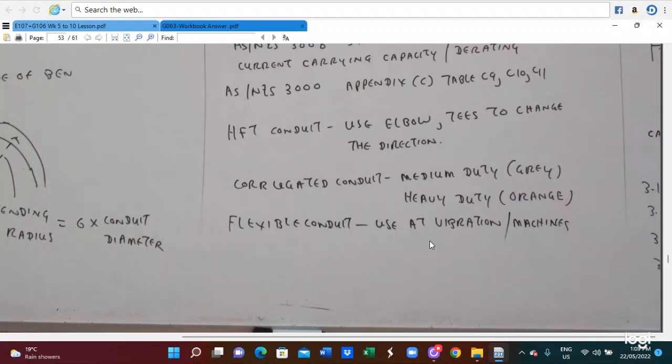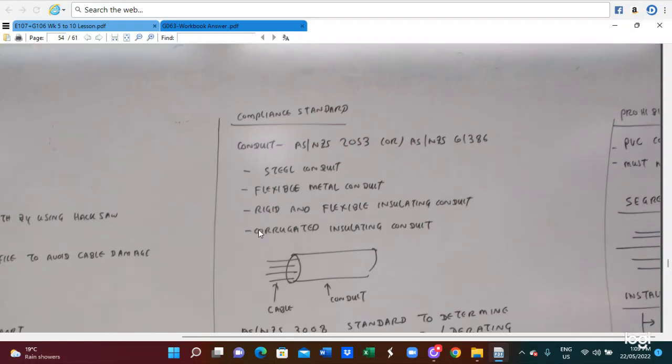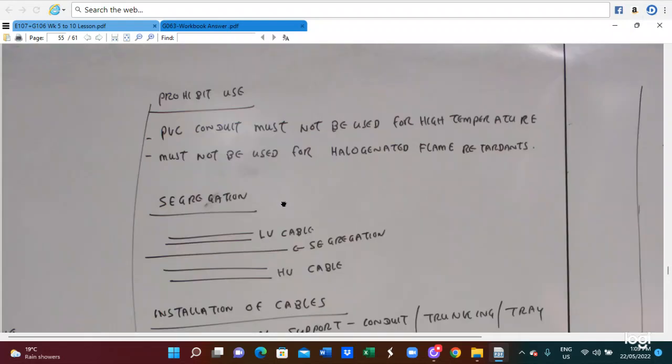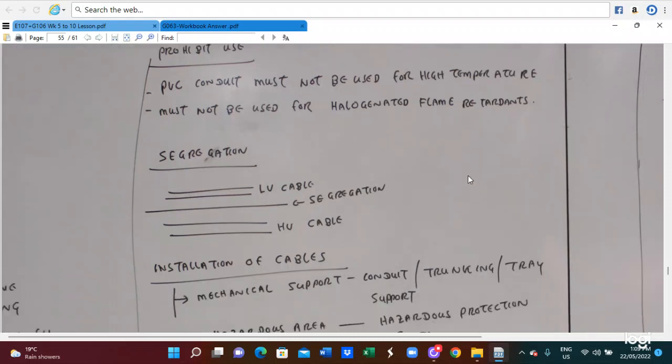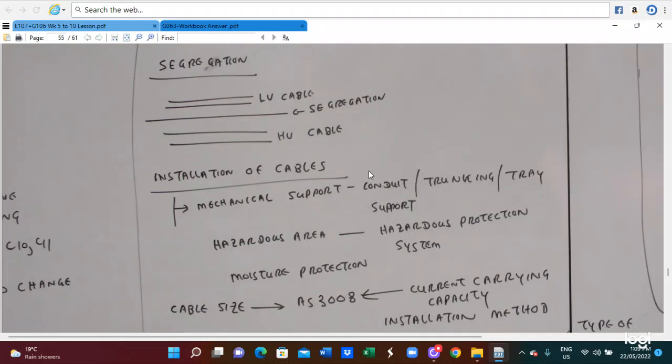Flexible conduit, we use for vibration and machine. This is for the loading. So we have to prohibit the uses. This must not be used for high temperature, must not be used for halogen flames. Segregations are between low voltage and high voltage conditions. We have to use a segregation between low voltage and high voltage.